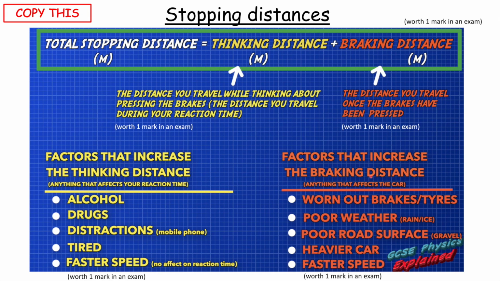Factors that increase the braking distance are anything that affects the car. So if you've got worn out brakes or tyres, if there's poor weather such as rain or ice, if there's a poor road surface such as gravel, if you've got a heavier car, and again if you're going at a faster speed, all of those things will make your braking distance increase.